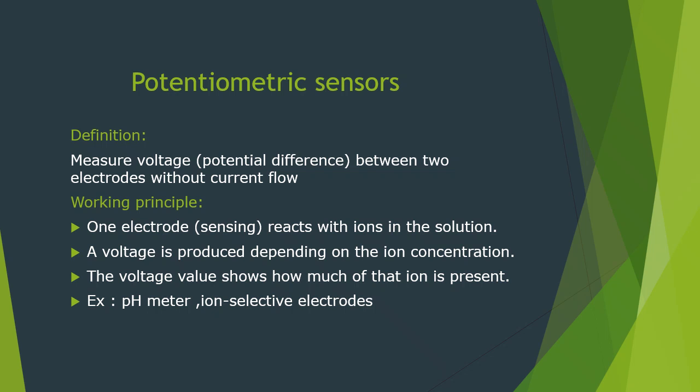For example, a pH meter with ion selective electrodes. When both electrodes are placed in a solution, a voltage develops that changes according to the ion concentration.